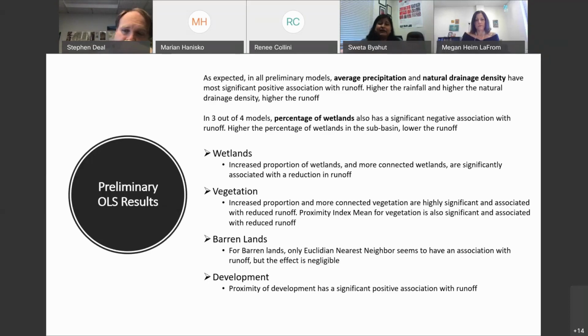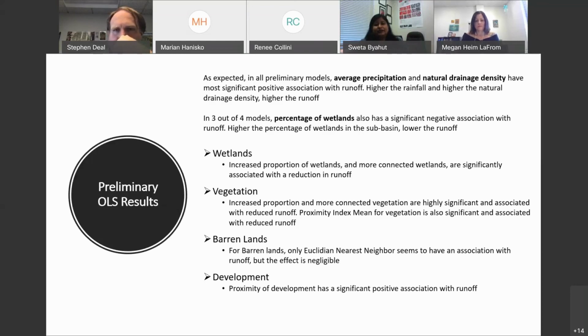Interestingly, for the barren lands model, we didn't really find any very significant landscape pattern that would have a significant association with runoff. Only the Euclidean nearest neighbor, which is a GIS metric for, as the crow flies, what's the nearest similar land pattern of development. It has a significant effect, but the effect is very marginal, so close to 0. So it's not really of much relevance. No other landscape measure for barren lands was found to have any significant effect on runoff.